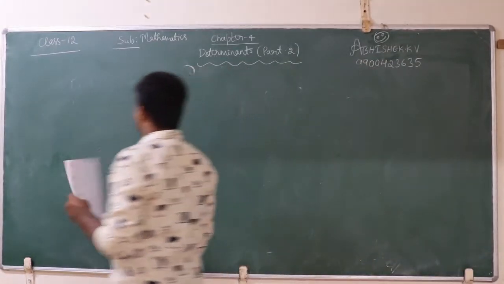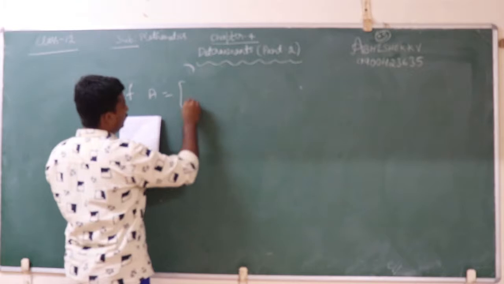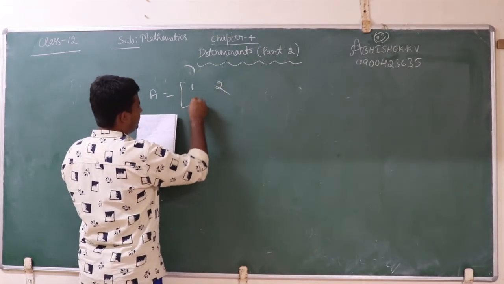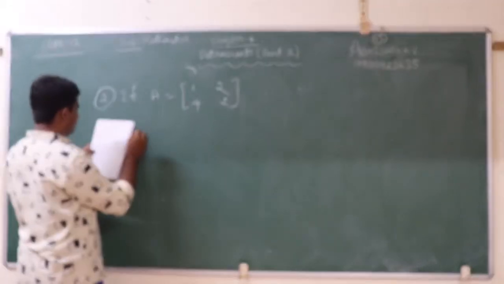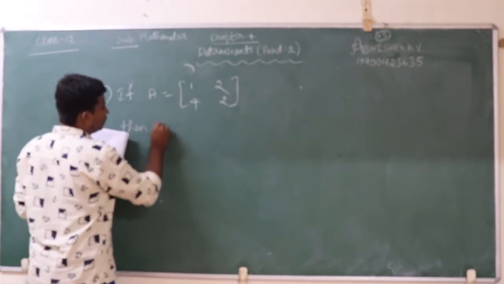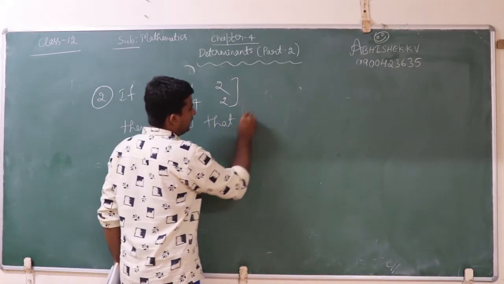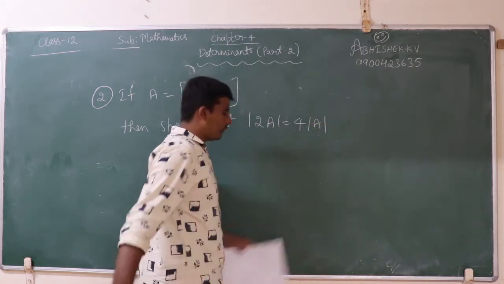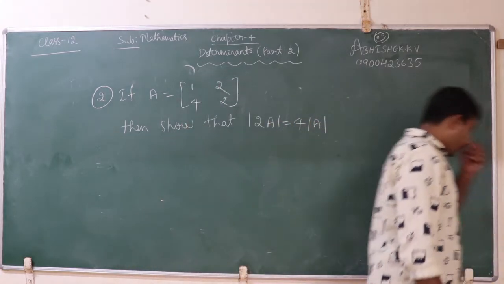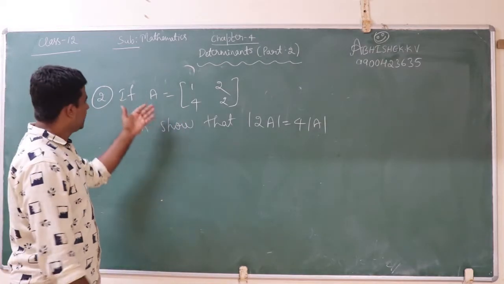Then the next type of question is question number 2. If A is equal to the matrix containing the elements 1, 2, 4, 2, that is of order 2 by 2, then show that determinant of 2A is equal to 4 into determinant of A.